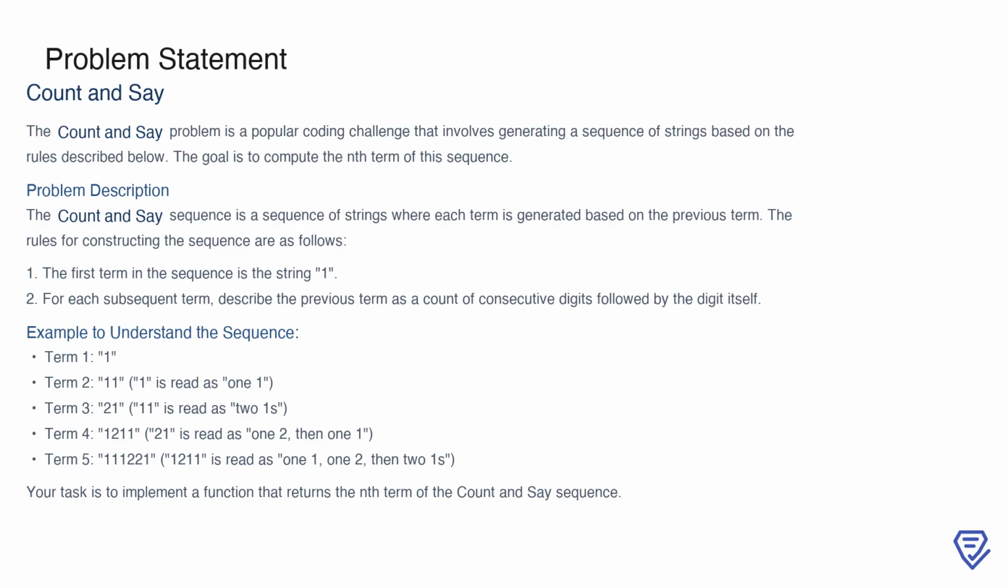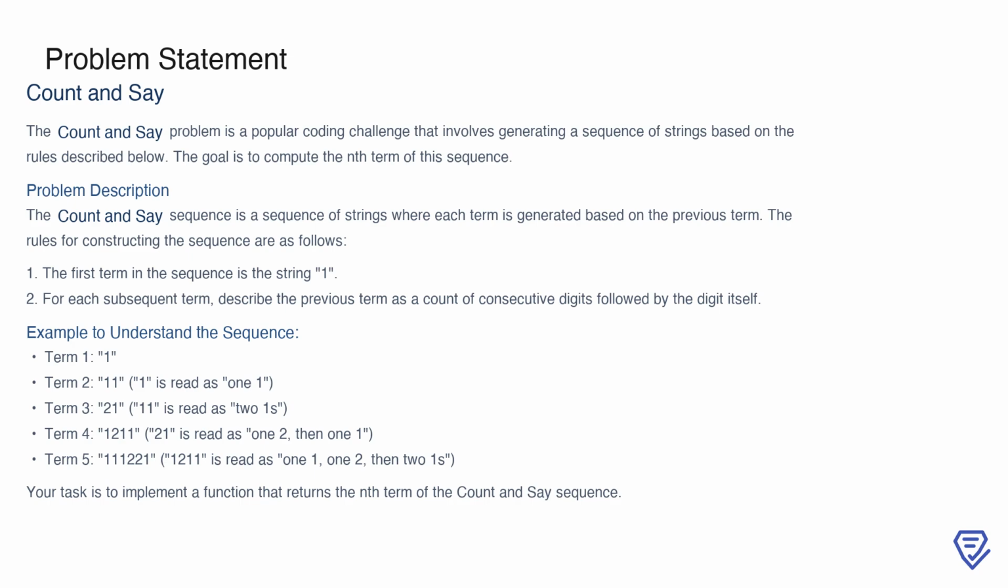The count and say problem is an interesting challenge that asks us to generate a sequence of strings based on specific rules. The task is to compute the nth term of this sequence. Let's start by understanding how the sequence is structured. The first term is always the string 1.